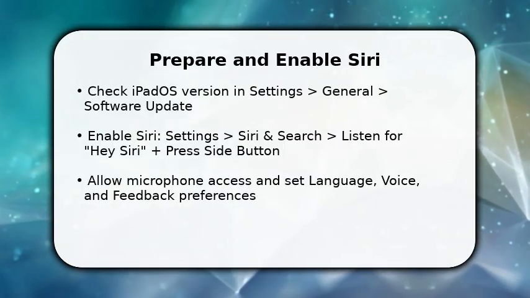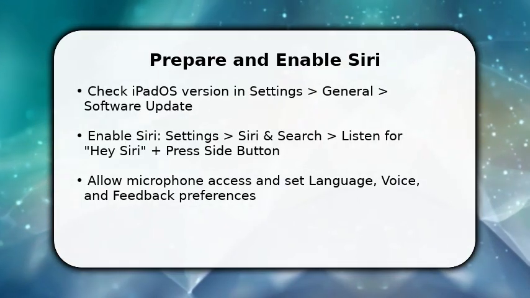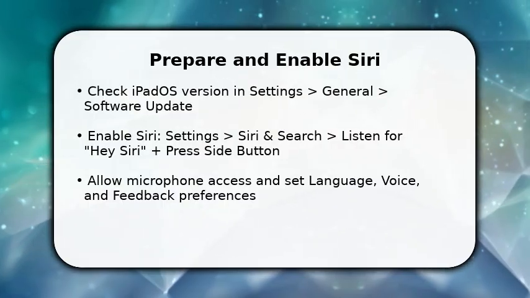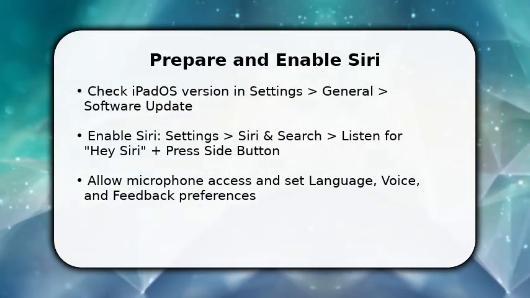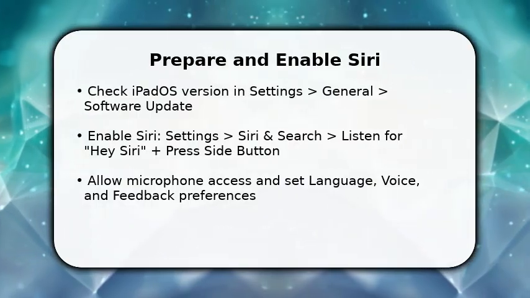Choose the language and voice to match pronunciation, and set voice feedback to Always or When Silent Mode Off. Once done, test a simple prompt like, "Hey Siri, what's the time?" to confirm the system heard you and activated correctly.